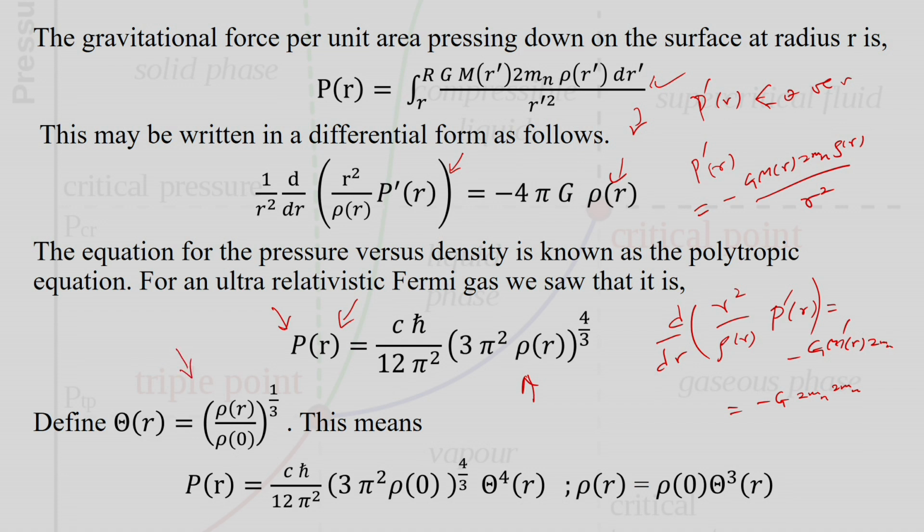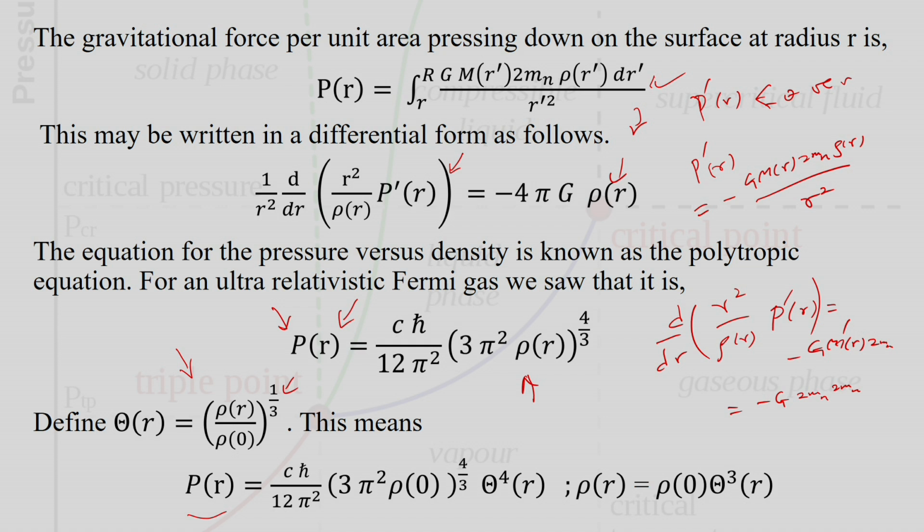So, what I have to do is define a dimensionless quantity which depends on r. Rho of 0 is the density of electrons near the center of the star. I am going to define the ratio rho of r by rho 0, which is the density of electrons at point r measured in units of the density at the origin. Then there is a power of 1/3, for reasons that are obvious, because the polytrope always involves these types of ratios. So, I am going to use this correspondence and rewrite p in terms of this theta rather than in terms of rho.